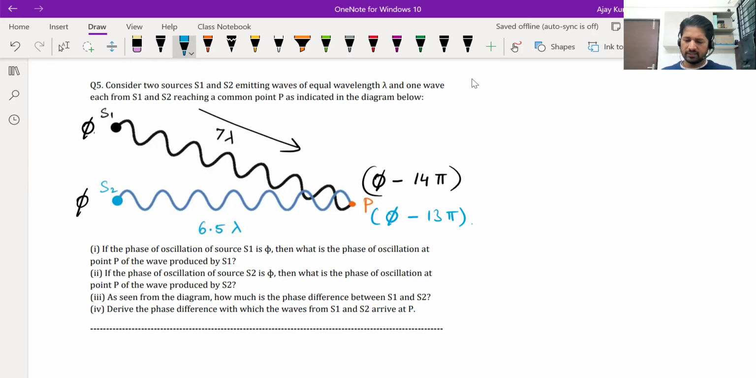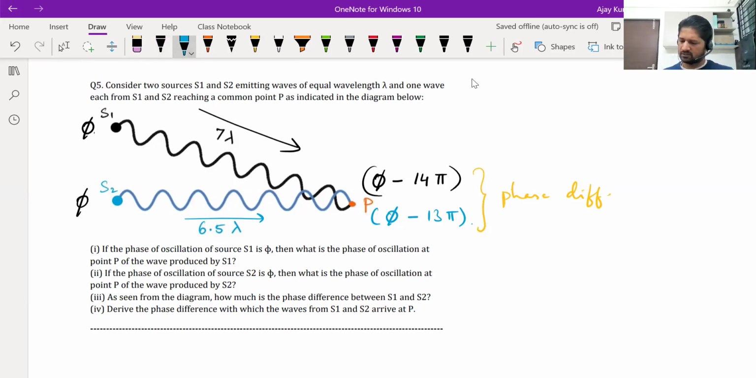So the wave coming from S1 and the wave coming from S2 arrive at point P with different phases, means they arrive there with a phase difference. Even though, like in this case, the sources were in the same phase. You can see S1 has just produced a crest, S2 also has just produced a crest. They are oscillating in the same phase. But when waves from those sources arrive at a common point, they arrive with a phase difference because they traveled different distances. As seen from the diagram, how much is the phase difference between S1 and S2? Between S1 and S2, the phase difference is 0.